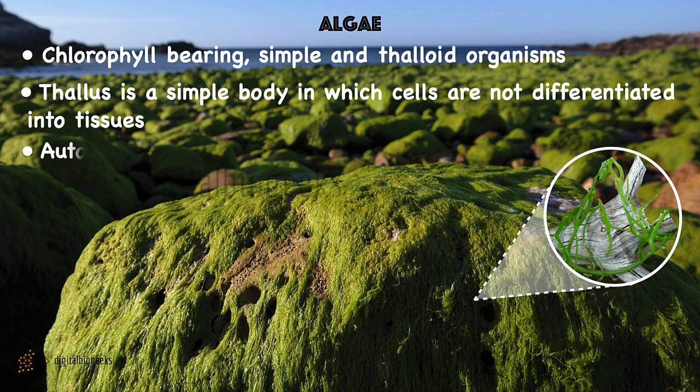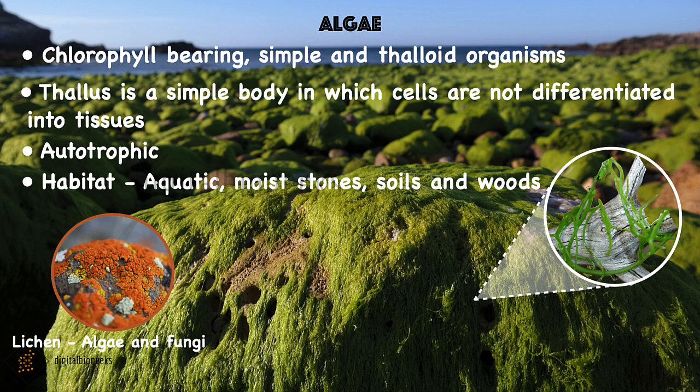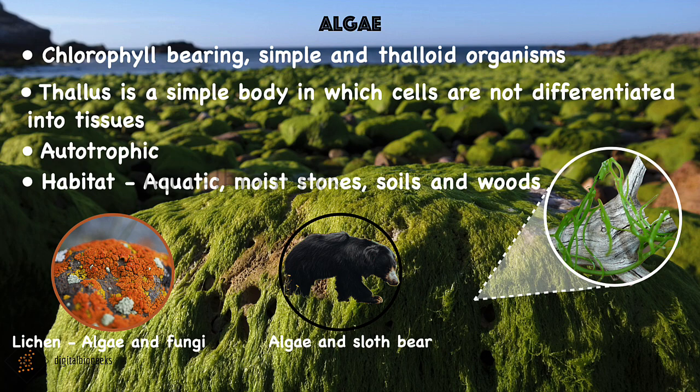They are autotrophic. That means they can synthesize their own food by photosynthesis. Their habitats are mainly aquatic. They can be freshwater or marine, moist stones, soils and woods. Some are in symbiotic relationship with fungi. Do you remember the name? They are called lichens. Some algae occur in association with animals. Algae are present in the fur of sloth bear.